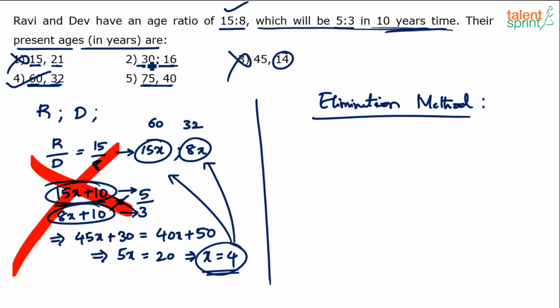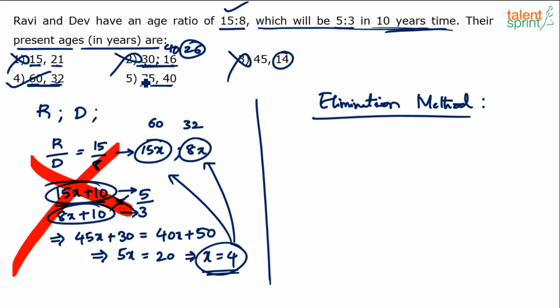So if I take option 2, after 10 years, 30 and 16 will become 40 and 26. Plus 10 and plus 10. According to option 2, if I assume option 2 is correct, the present ages are 30 and 16. So after 10 years, the ages will become 40 and 26. But is 26 a multiple of 3? No, eliminated. You're able to follow?